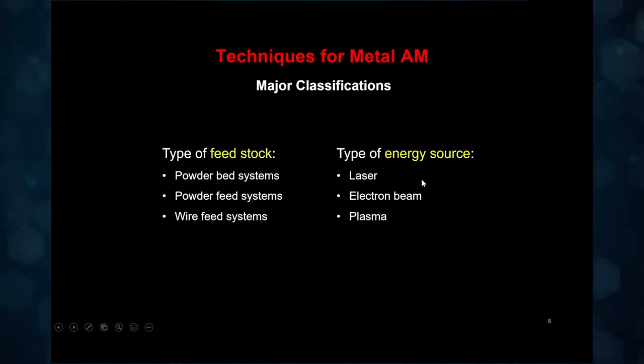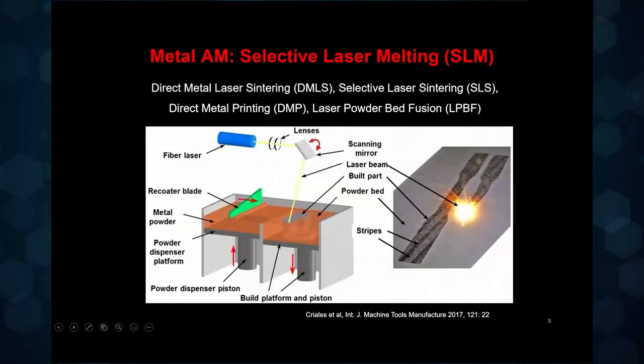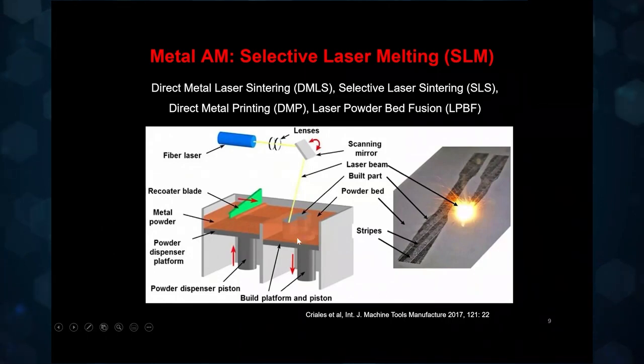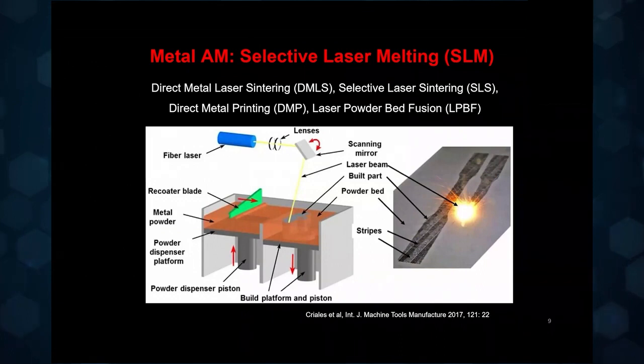The other way to classify these techniques is how you melt the metal and form the 3D part. You could use a laser, an electron beam, or plasma. The most popular technique in metal 3D printing is called selective laser melting. There are various other names that I've listed here which are also used to refer to this technique. The idea is captured in this schematic shown here. Basically, there are two chambers, and this orange really represents a bed of powder of that particular alloy that you're interested in printing.